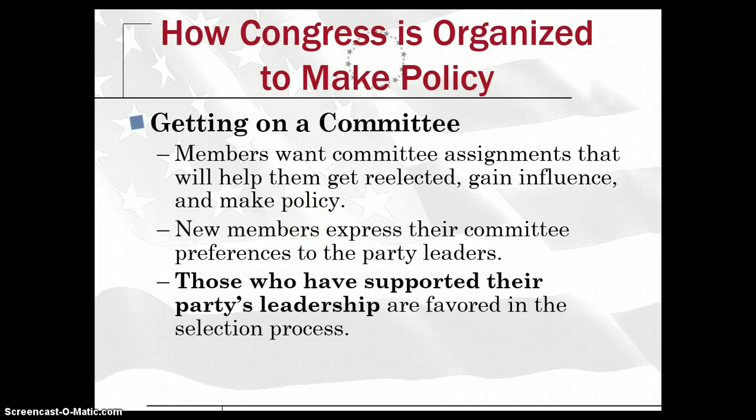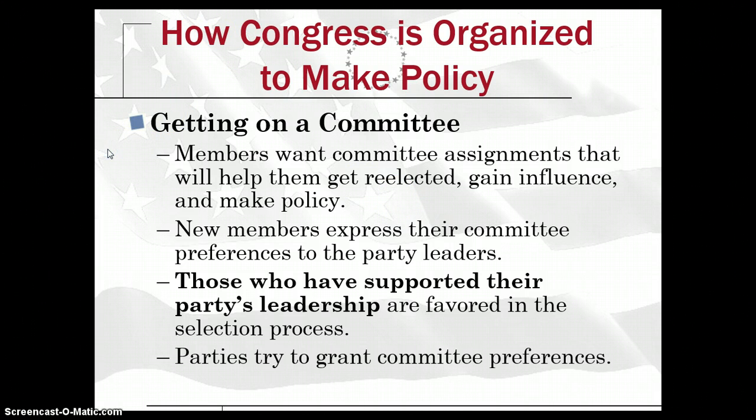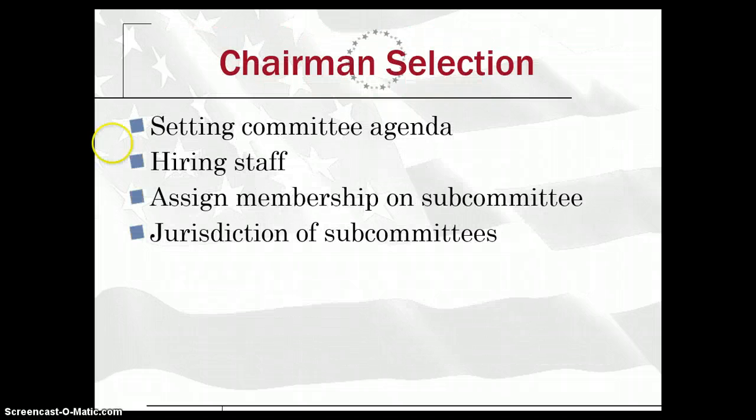New members express their committee preferences to the party leaders, but it depends on how well you've supported your party leadership. If you haven't really been a good Republican or good Democrat, you've been switching your vote, almost like a straight ticket voter in a way, siding sometimes with the Democrats, sometimes with the Republicans, if you're a moderate, hypothetically, then you're probably not going to get on a solid and influential committee. So typically you want to be in high regard with your political party to get on a good committee. Ultimately, parties do try to grant committee preferences, but that's not always the case.